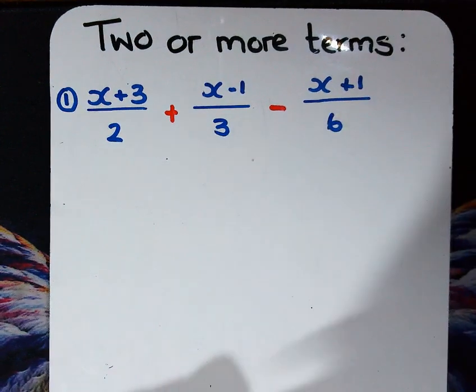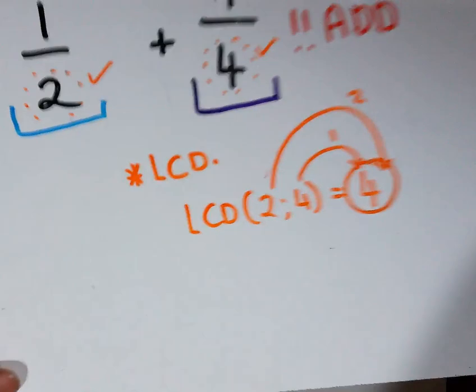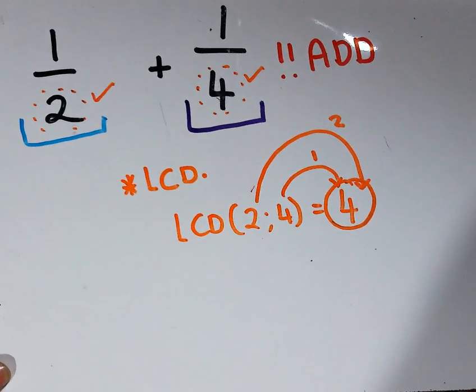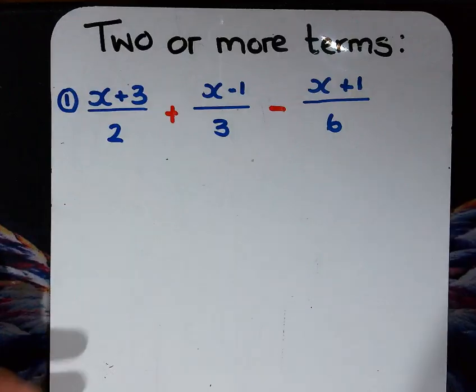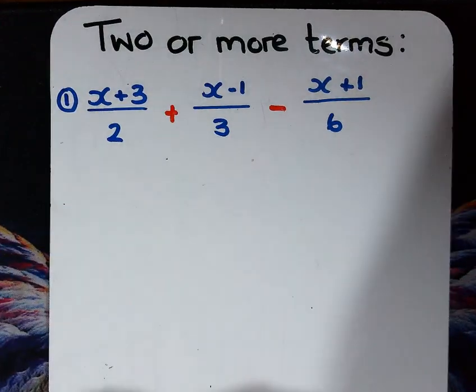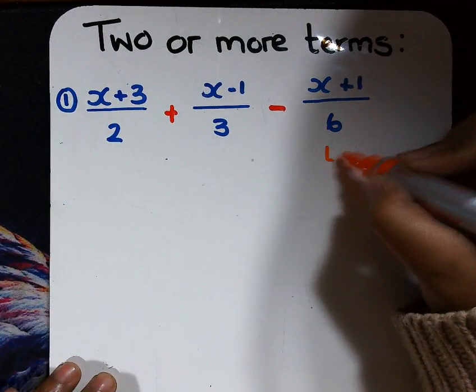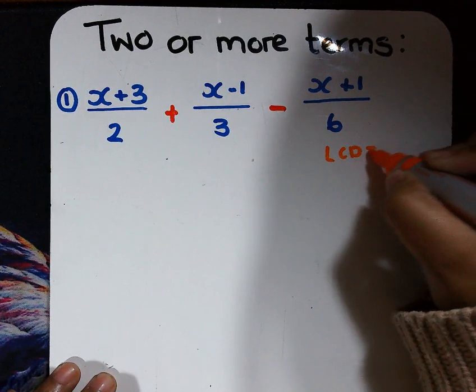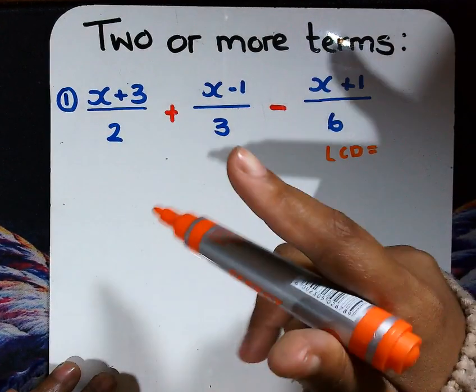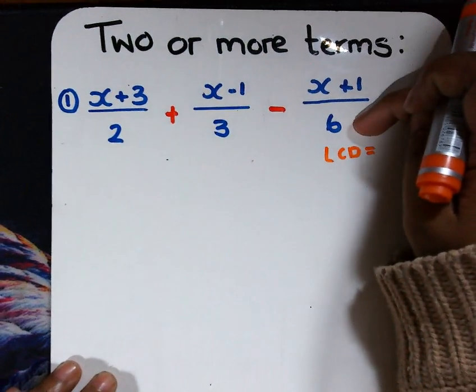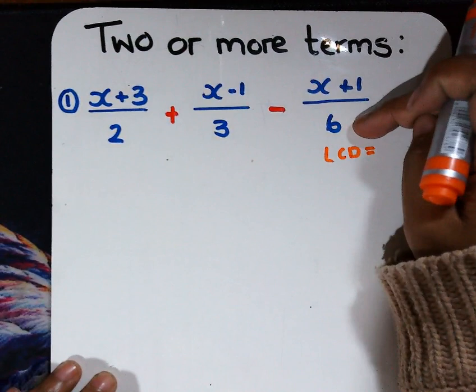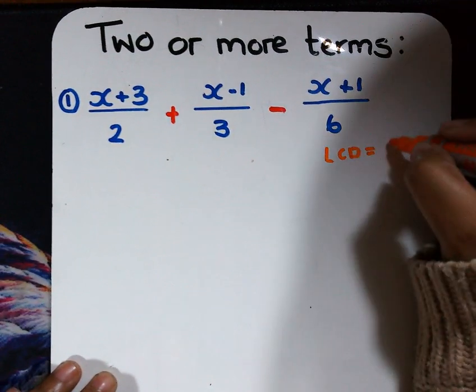So of course, just like with the easier fractions, addition and subtraction is not possible unless we have an LCD. So we need to first go find our LCD, and that should be your first step always. So the LCD here is the number that 2, 3, and 6 can divide into with no remainder, and the smallest number in this case would be 6.